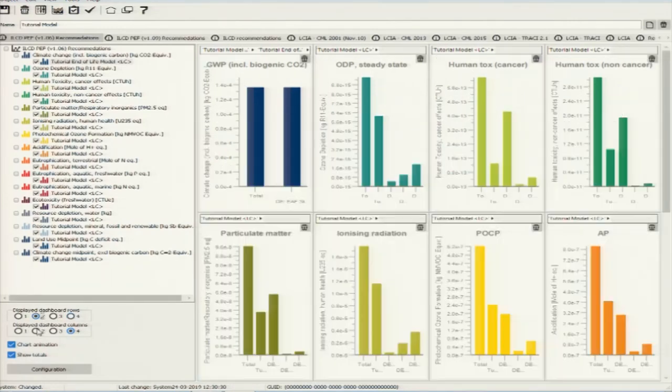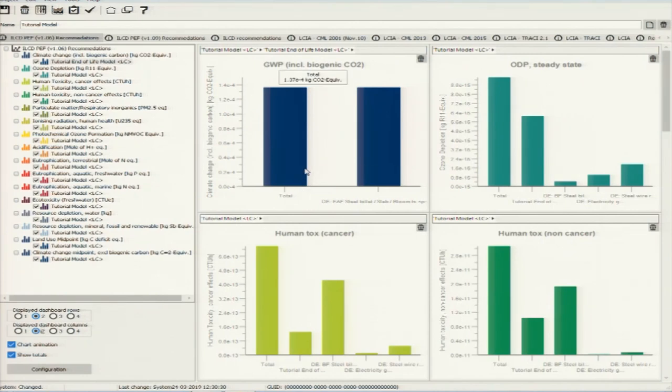Wait, let me make it 2 into 2 again. These charts can be copied. If I just right click, I can say copy to clipboard, and that can be pasted in the report. So those things can happen.